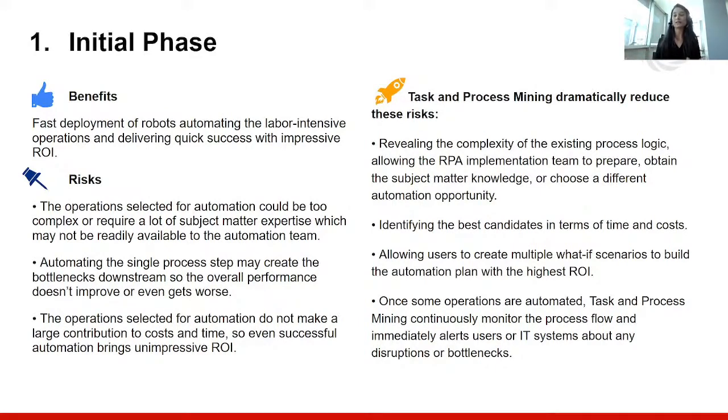Another risk that you can face in the initial phase is regarding the return on investment, because sometimes you put effort into automating one process, but then you realize that the cost and the time of this process with the automation didn't change a lot. So you put in effort, but you didn't get the return you were expecting. To overcome this kind of risk, task and process mining come in.